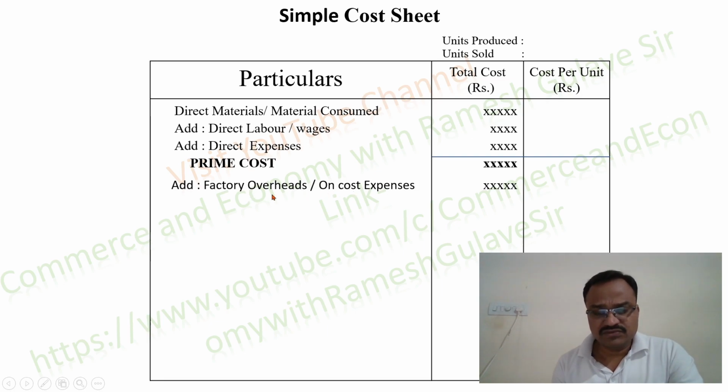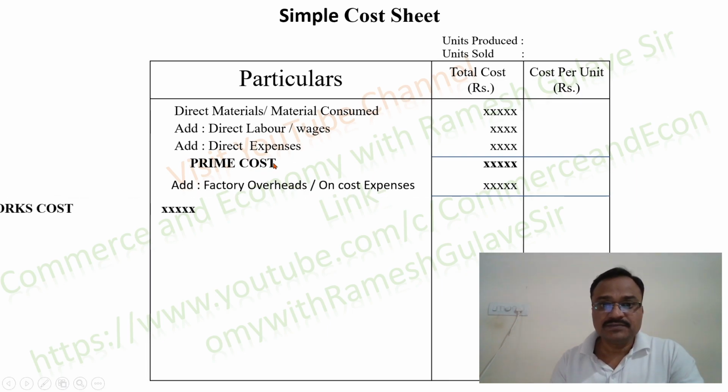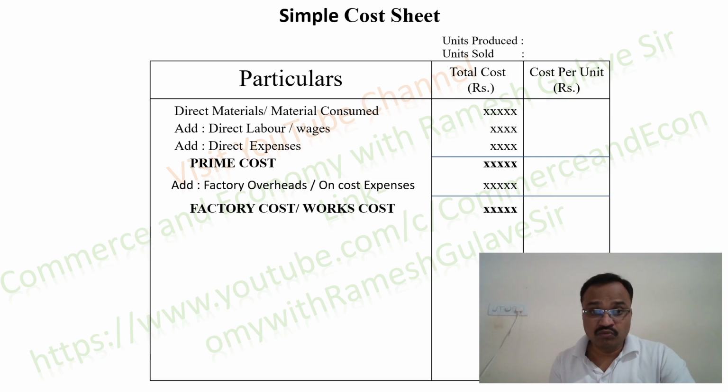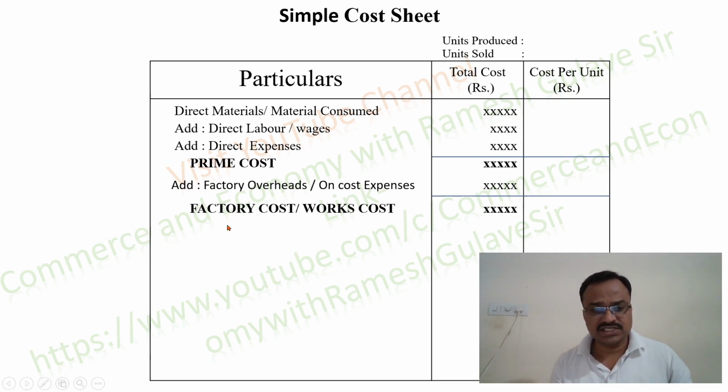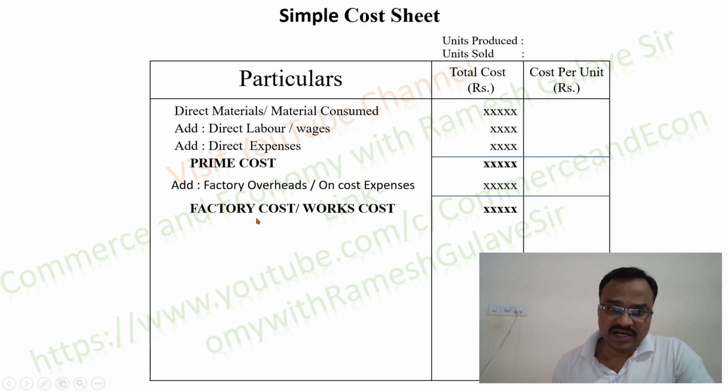So in this way a multiple choice question can be asked as: the factory overheads are also known as blank. So factory overheads are also known as on cost expenses, right? So when we add factory overheads into the prime cost, we get factory cost or work cost, right? So here again, you can see that the multiple choice question can be asked like that. Factory cost is also known as work cost, right?